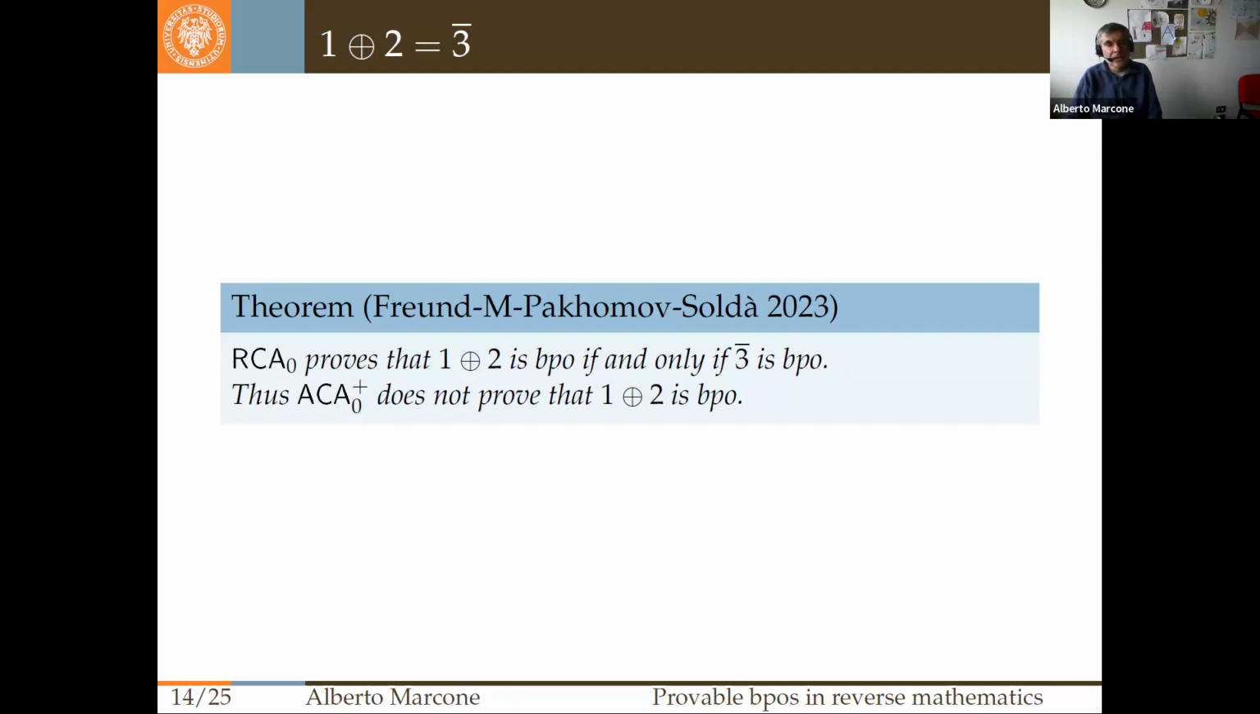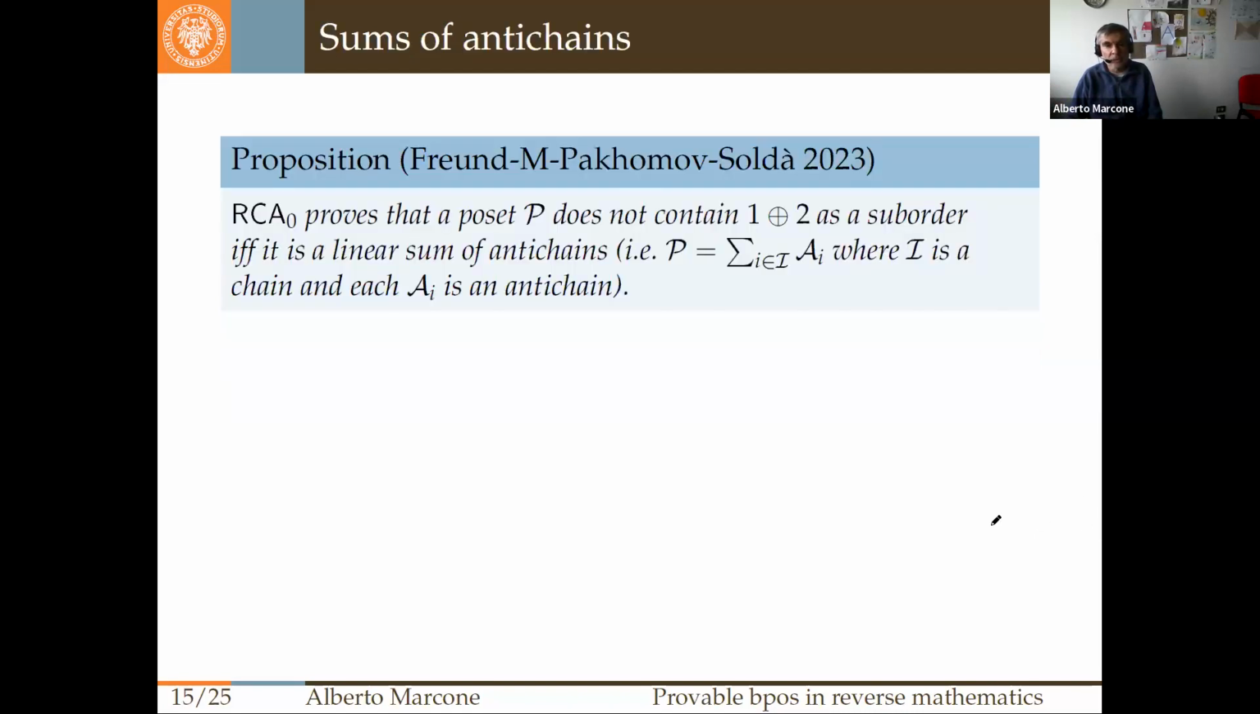So we start looking at the partial orders which do not have any copy of 1 plus 2 and/or 3 bar inside them. And we start looking at them because those are the ones that are maybe provable to be better partial orders, also when you are not able to prove that those 2 finite partial orders are well partial orders.